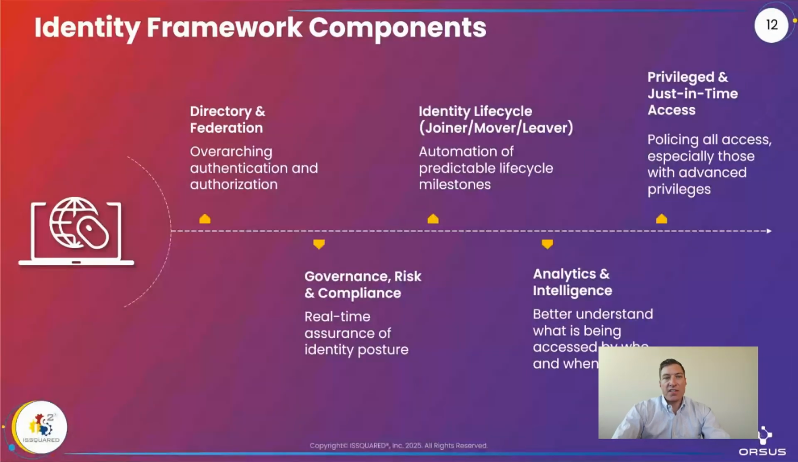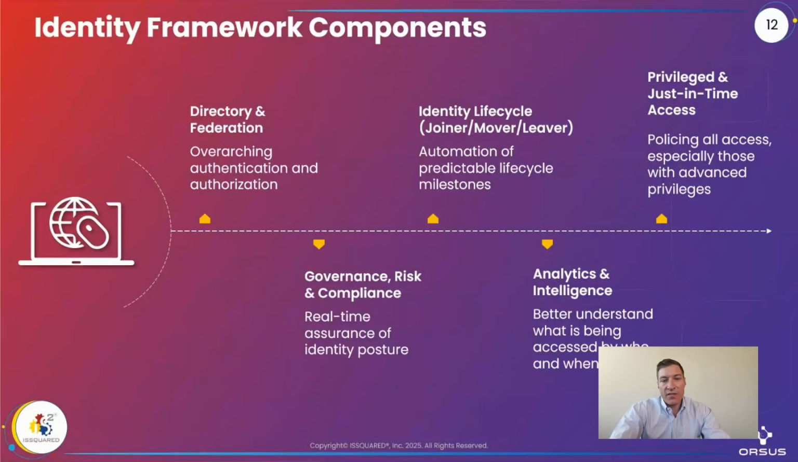Now, as we talk about the components of an identity framework, we're looking at the directory services and federation, where we have overarching authentication and authorization for our users. The identity lifecycle brings in the idea of joiners, movers, and leavers, where the automation of predictable lifecycle milestones can yield the ability to focus on automation to make those changes quick and predictable. Privileged and just-in-time access yields in policing all access, especially those with advanced privileges. They may be our most trusted users, but they're our most risky accounts, and we want to make sure that those are accounted for such that they don't fall into the wrong hands.